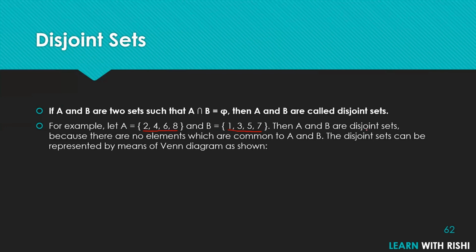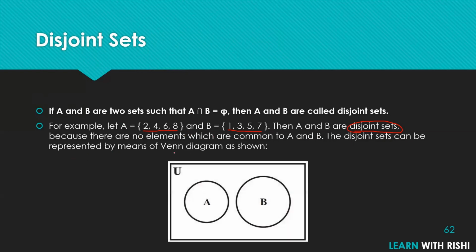Then A and B are called disjoint sets. If A intersection B is phi, then those two sets are known as disjoint sets, because there are no elements which are common to A and B. The disjoint sets can be represented by means of a Venn diagram as shown. So this is a Venn diagram for disjoint sets. So set A is separate, set B is separate. There is nothing common in set A and set B.